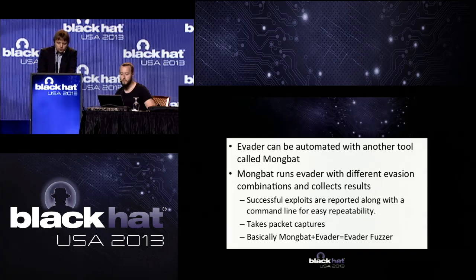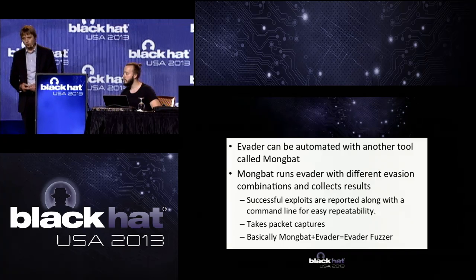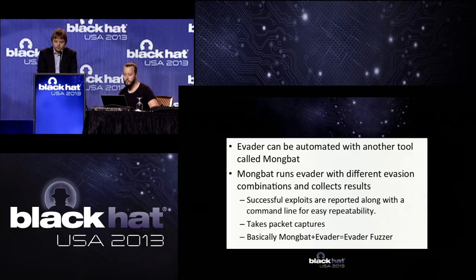And so the evader tool, we can automate the evader tool. There's another tool we call the Monkpad. The Monkpad is just a script that runs the evader in a loop, and every time it runs, it randomizes different evasion combinations. It runs in a loop until we find a working evasion, and then it will give us the shell. With Monkpad, all the successful exploits and successful evasions are reported, and we will get the exact command line that was actually used to generate that evasion. We will have a PCAP. So basically the Monkpad and evader combination is an evasion fuzzer.